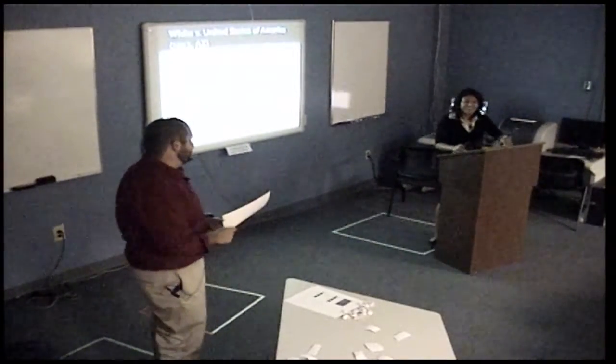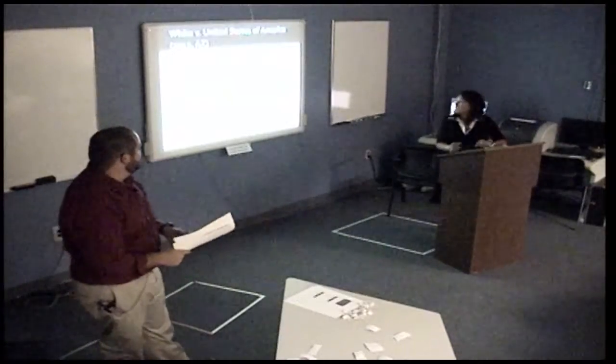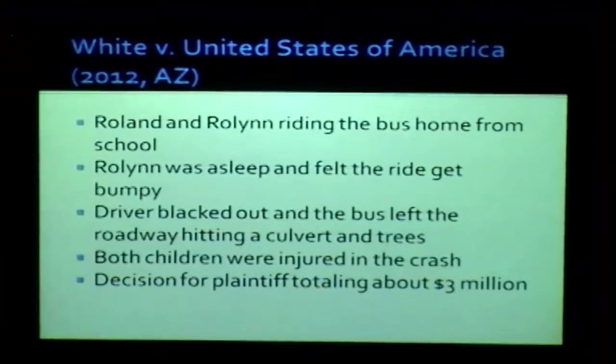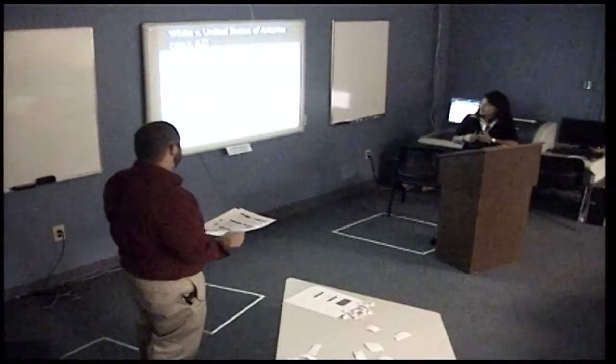Pretty official title. Roland and Roland, little twins, are riding in a bus home from school. Roland fell asleep. I'm sure that Roland was just kind of doing his own thing. Roland, she felt the ride get bumpy. It woke her up. The next thing she knew, she was laying on the floor. She was hurt. She didn't know what happened. Apparently, the driver had blacked out. The bus left the road, hit a culvert, hit some trees, and then crashed.